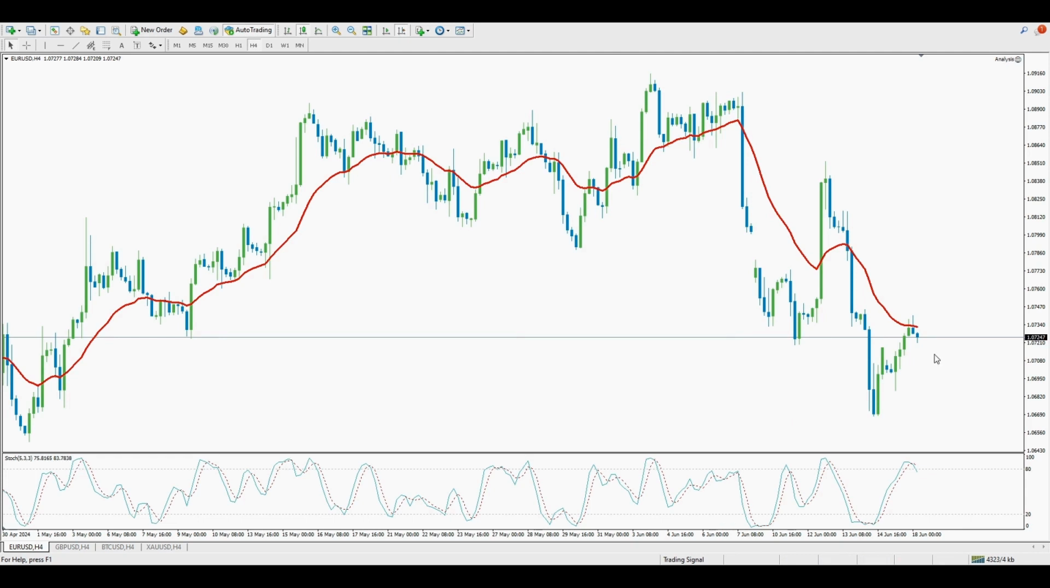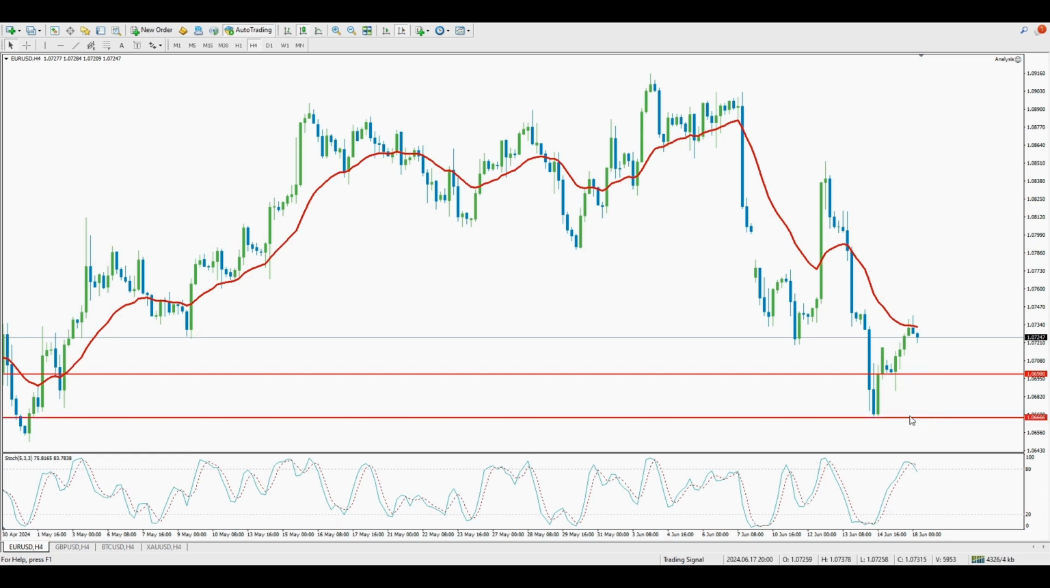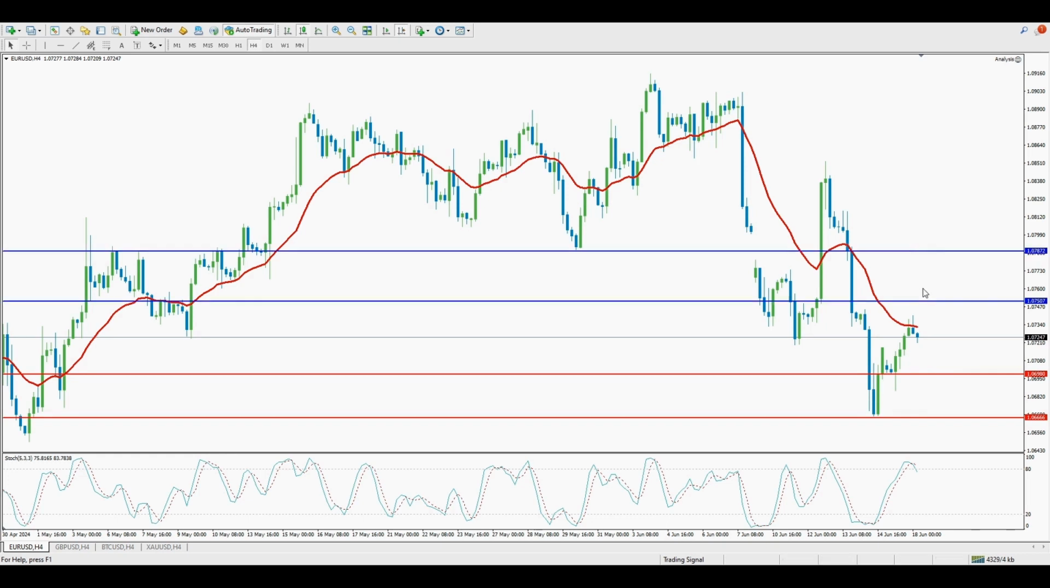The support levels are set at 1.0698 and 1.0666, with the resistance levels set at 1.0787 and 1.0750. If the price moves according to the plan, there's a potential of 30 to 60 pips gain generated.